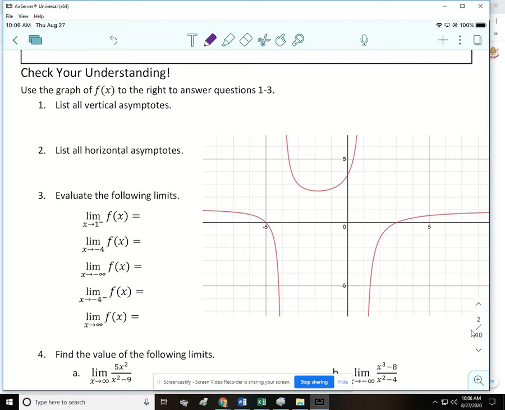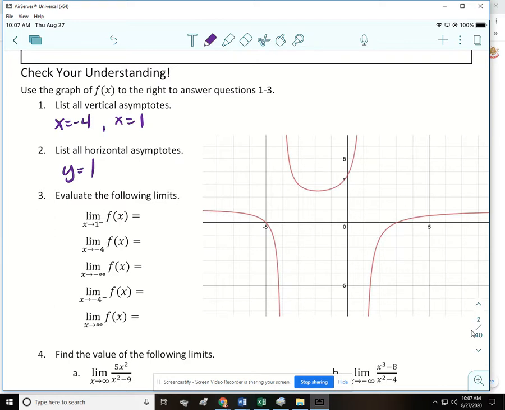So we can tell by looking at the graph, there's a vertical asymptote at x equals -4 and at x equals 1. All right, and then for the horizontal, there is a horizontal asymptote when y equals 1. All right, so we want to find the limit as x approaches 1 from the left side.